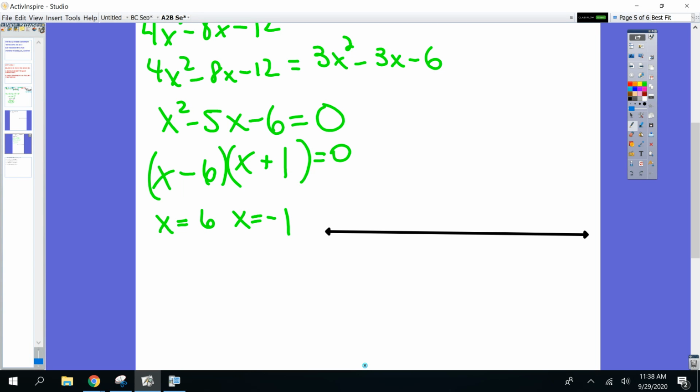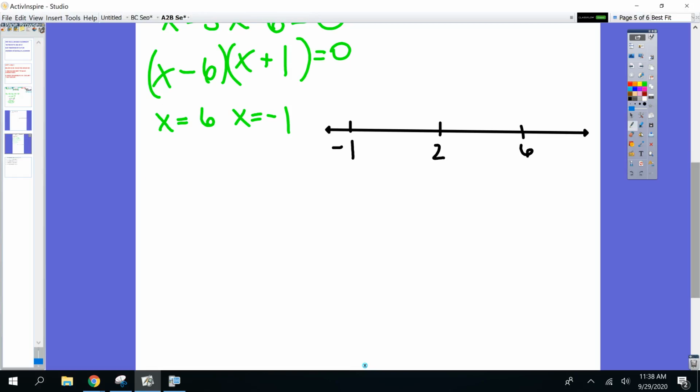Lowest number always goes first to the left. So negative 1, 2, 6. Those numbers go on the number line. Now we have to test values outside and inside all those numbers. So 4 values you're going to have to test with me right now.